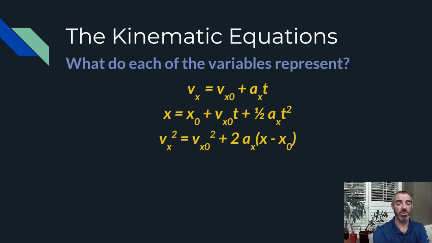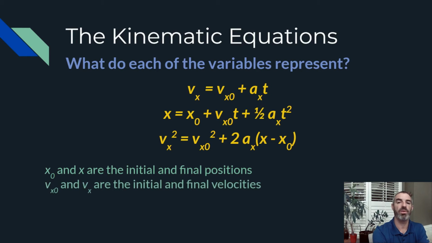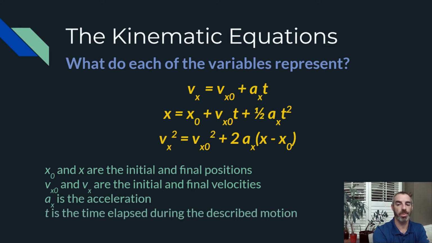What each of the variables represent, first off, is that x naught and x are the initial and final positions. Now don't be scared by the little subscripts. That's a subscript of 0 with x, which means the position at time 0. So the 0 is pronounced naught. Then we have Vx naught and Vx are the initial and final velocities. Again, the naught being a 0, the x representing just a single direction, meaning one-dimensional, like a number line moving back and forth, not moving two-dimensionally at all. Then after that, we have listed our acceleration, which is ax. Again, x is the one-dimensional acceleration. And then finally, we have time. That's the elapsed time during the described motion.